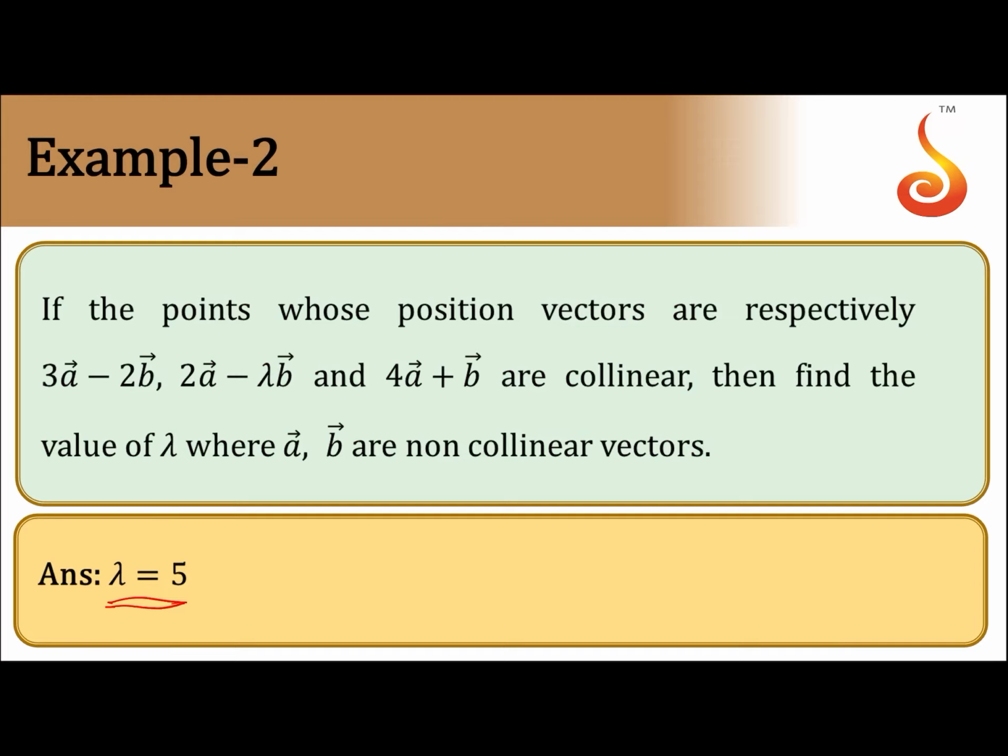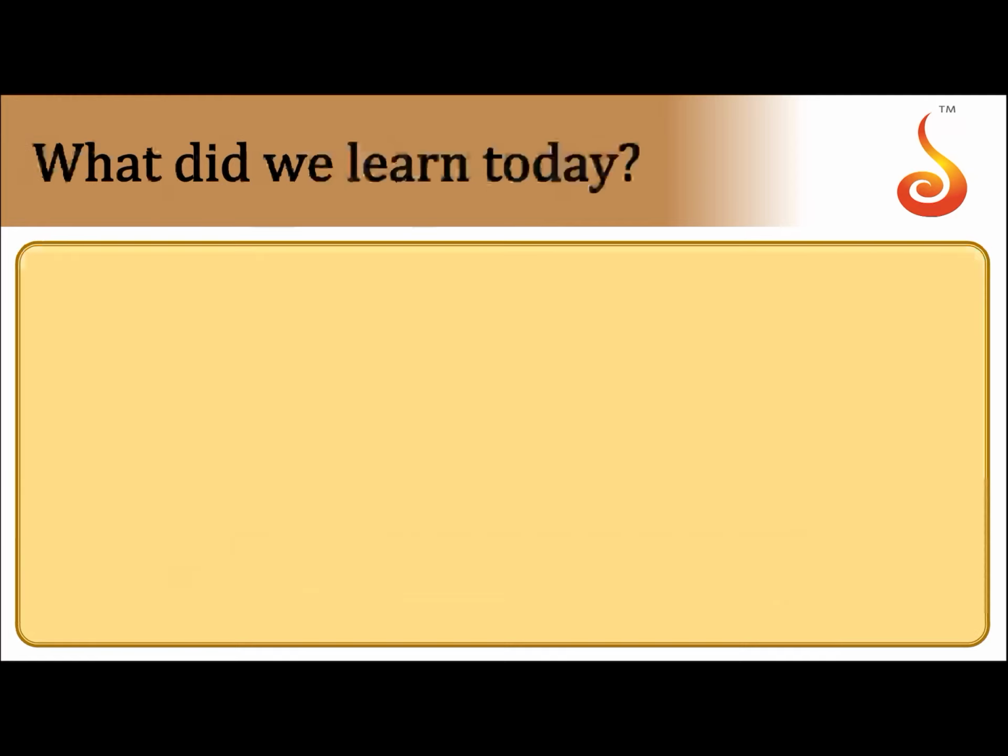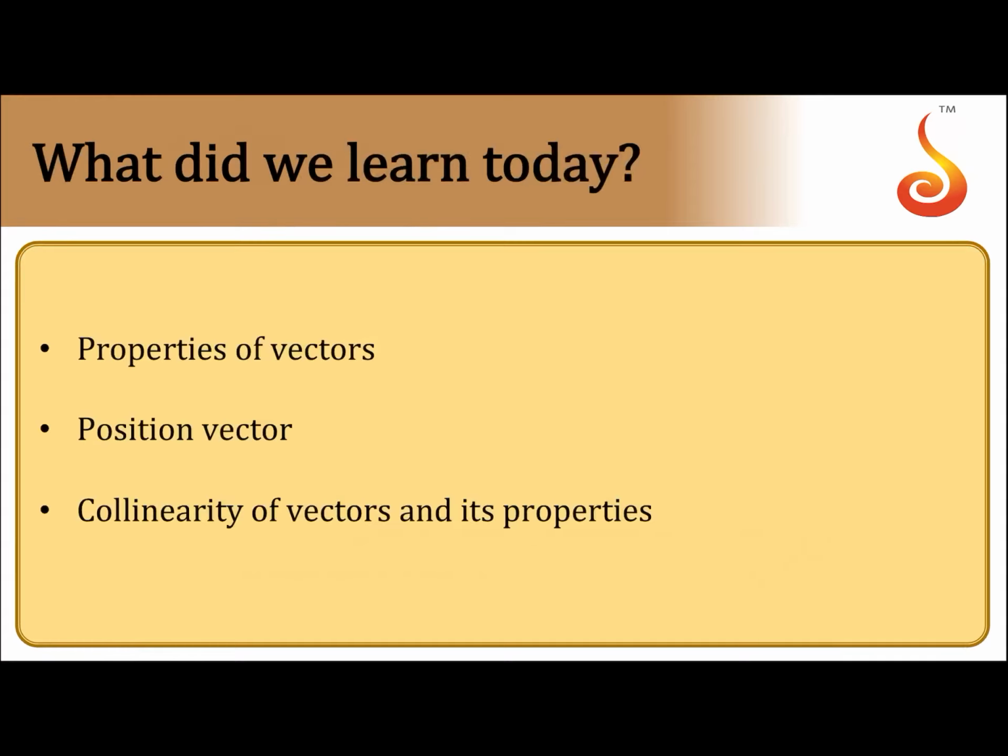Okay, that's about example 2. We have done enough examples also, and these were the points of today's lecture. We had properties of addition of vectors, scalar multiplication, collinear vectors and their properties. We have learned the properties of vectors and the position vector, collinearity of the vectors and its properties.